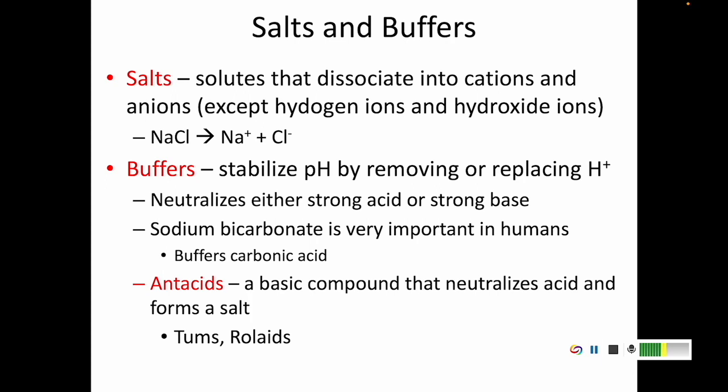You may have also heard of antacids. You may have taken antacids before. Antacids are anti-acid, so they are basic compounds that will neutralize acid, especially if you have a lot of stomach acid causing reflux. You can take an antacid and it'll neutralize that acid, something like Tums or Rolaids.